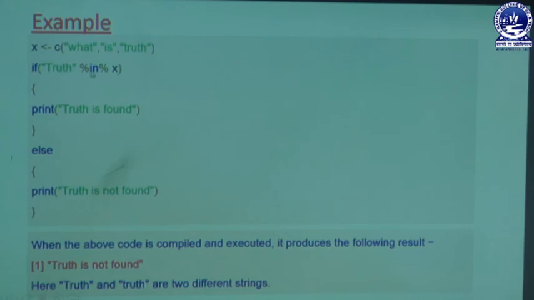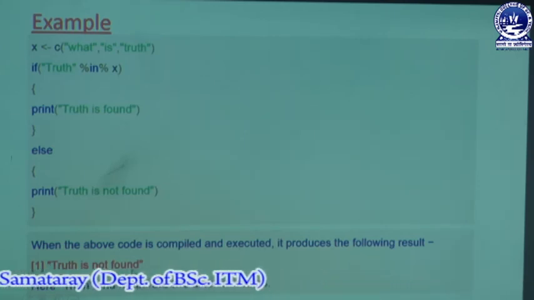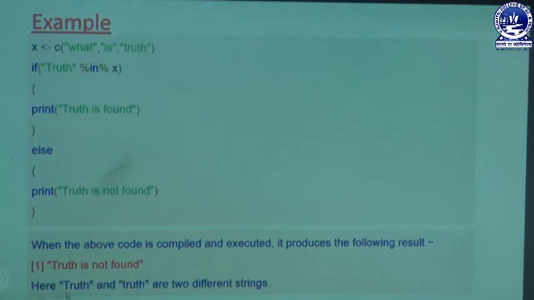That means the condition, or you can say the Boolean expression, gives the result as false. So it will go for the else block, and inside the else block we have written that truth is not found. So when the above code is compiled and executed, it produces the following result: truth is not found. Here is one note I have given, that truth and truth are 2 different strings. So you have to remember that there are some case sensitive cases also. That means you have to keep in mind that small t and capital T are both different things.